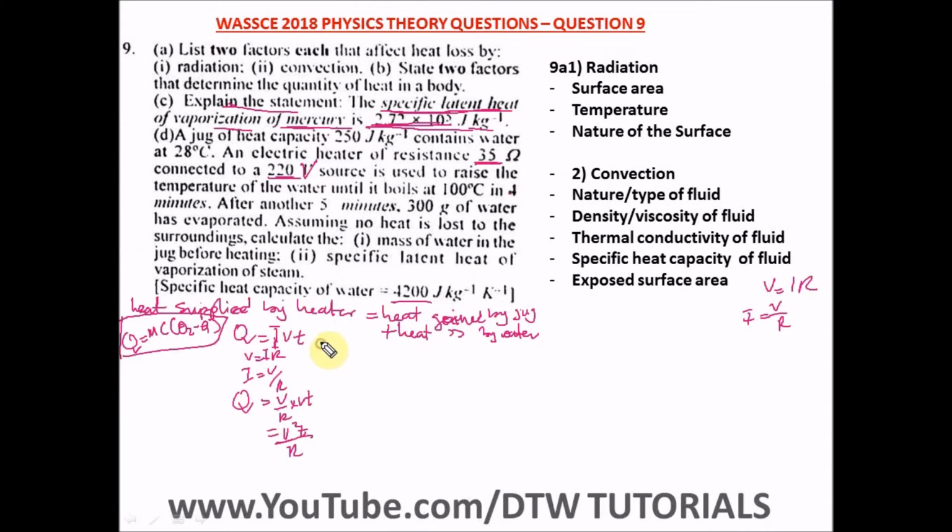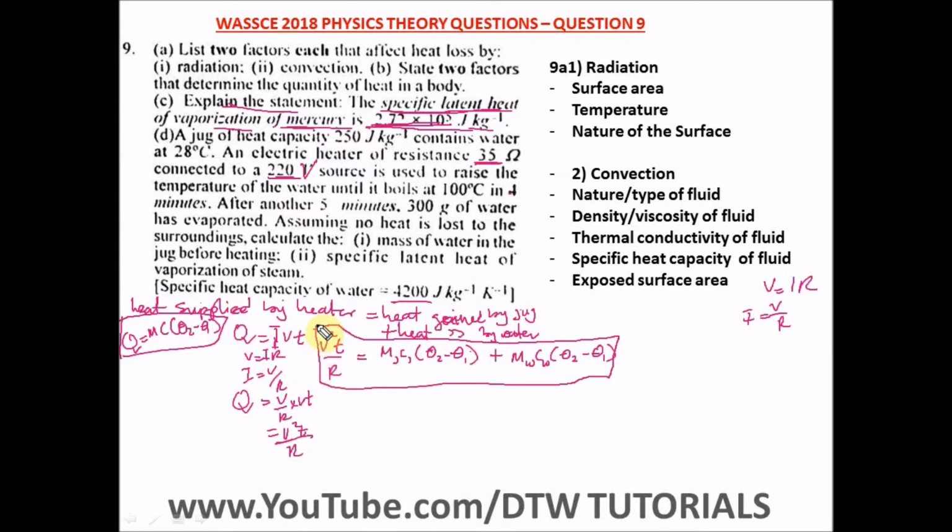So we have V squared T over R is equal to heat gained by jug, which is MJ CJ (θ2 − θ1), plus the heat gained by water, which is MW CW, where W is the mass of water, and here the specific heat capacity of water, times (the final temperature minus the initial temperature), which is the same. Okay, so this is the formula we're going to use. Make sure this is stated clearly in your answer sheet.